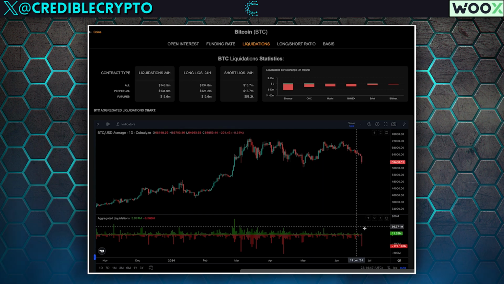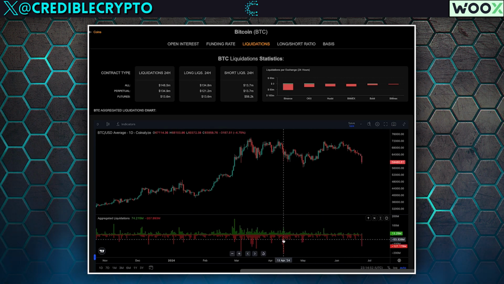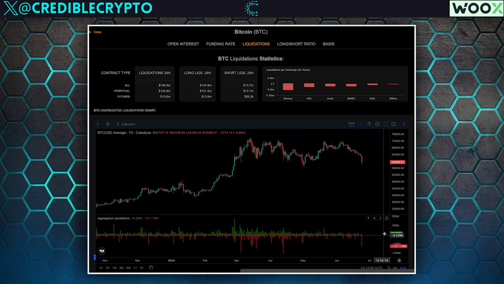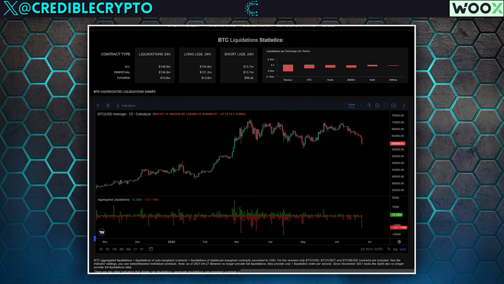We're still putting in a higher low. We've seen more liquidations on this drop than we've seen since April. So it's been a few months since we've seen liquidations to this extent. We've already gotten a massive amount of long liquidations to the downside already.